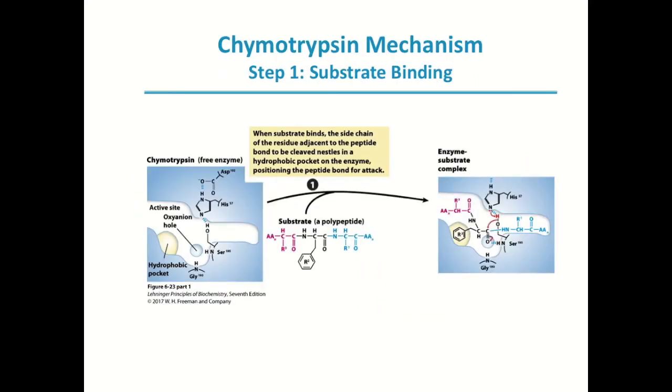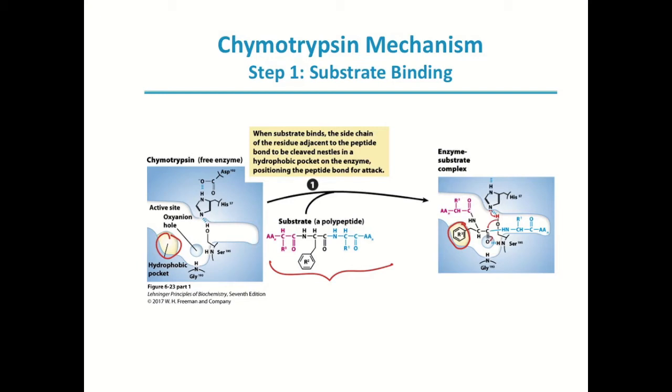Now I'm going to go through the sequential steps of the chymotrypsin mechanism. So in step 1, the substrate will bind to the enzyme, and the aromatic side chain will fit into a hydrophobic pocket on the enzyme, positioning the peptide bond for attack. So here is the substrate, and it's going to fit into the enzyme, and notice that side chain is fitting into the hydrophobic pocket.